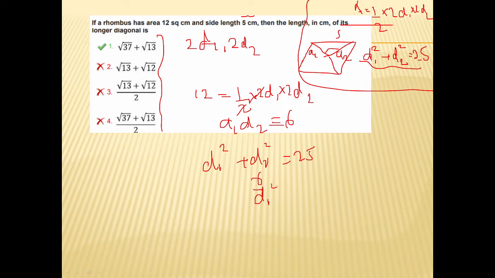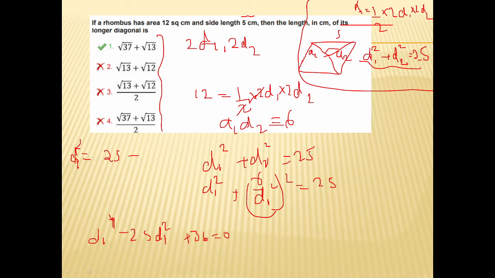6 by d1, whole square, plus d1 square equals 25. Now rearranging this, we will get the equation d1 to the power 4 minus 25 d1 square plus 36 equals 0. Now I use the quadratic formula, or Sridharacharya formula. d1 square equals 25 plus or minus. See, two cases, plus minus, but minus won't be taken because if we take minus, it will be a very small quantity. Wait, I'm telling you how. For now, take both plus and minus.